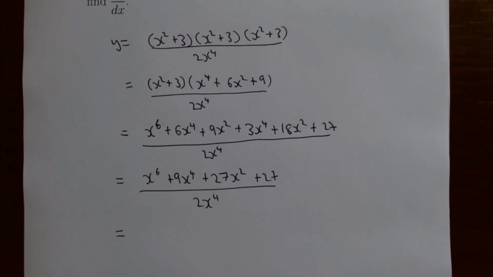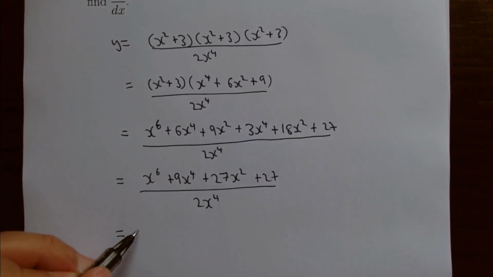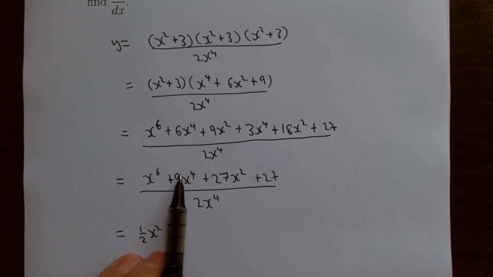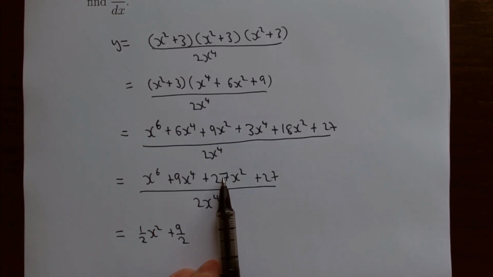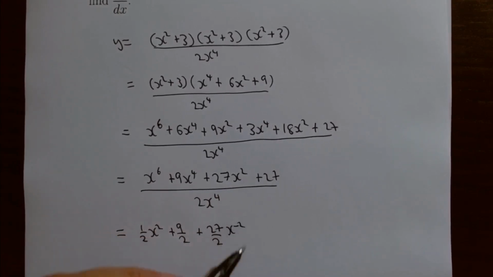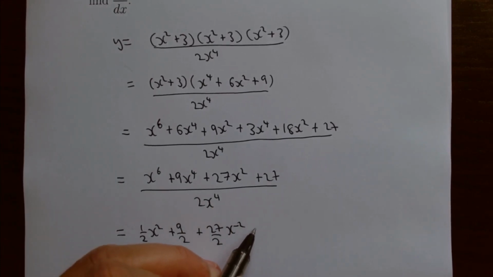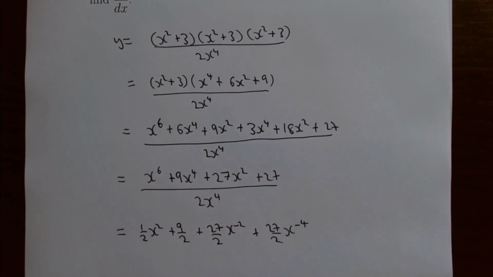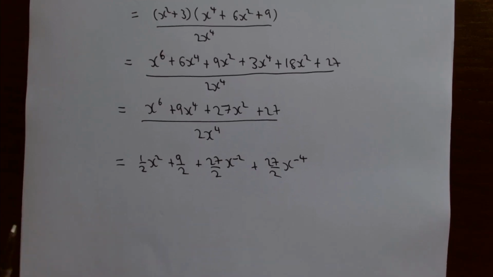And now we can finally split it up. So x to the 6 over 2x to the 4 becomes half x squared. This becomes 9 over 2. Here we get 27 over 2 x to the minus 2, and 27 over 2x to the 4 is 27 over 2 x to the minus 4. Okay, so now that we've put it in this form, we can finally now differentiate it.